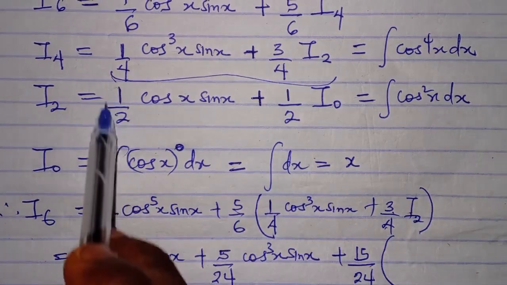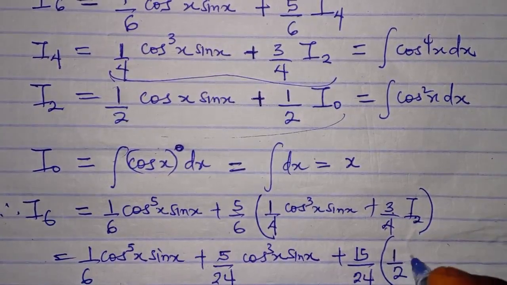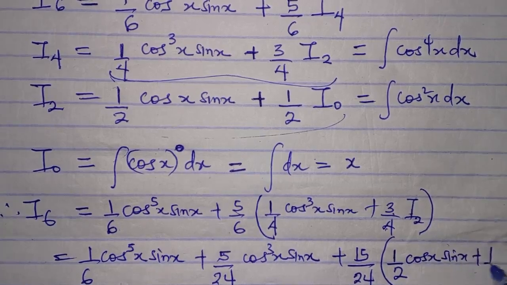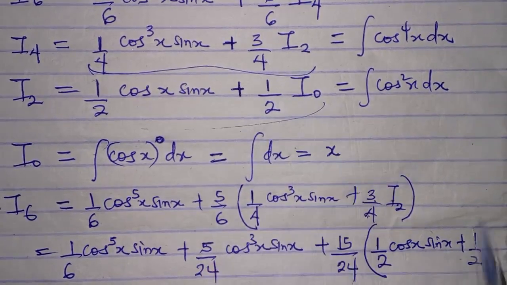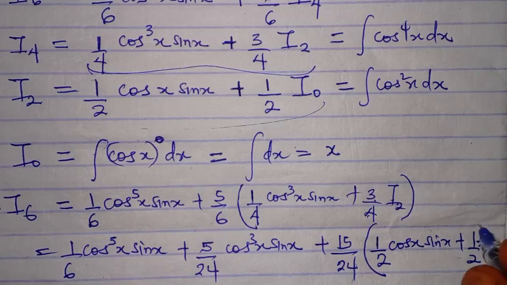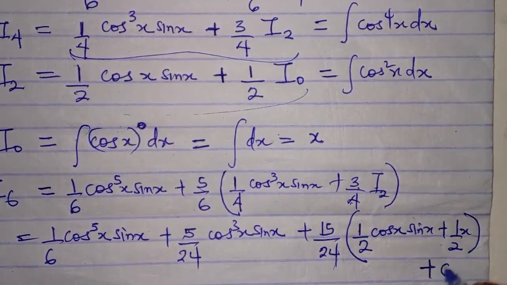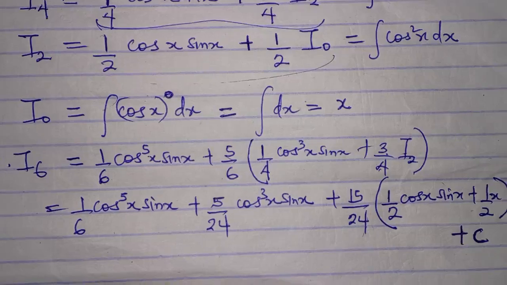What is I2? This is I2 here. That's 1 over 2 into cos x sine x plus 1 over 2 I naught. I naught is just x, so I'll just write 1 over 2 of x. Then I'll add a constant of integration to it, since I am done plugging in all the subscripts of I.